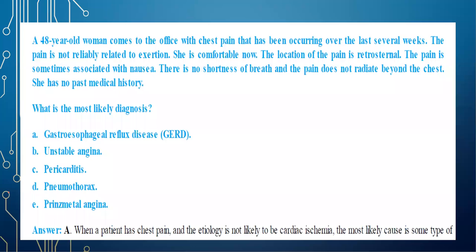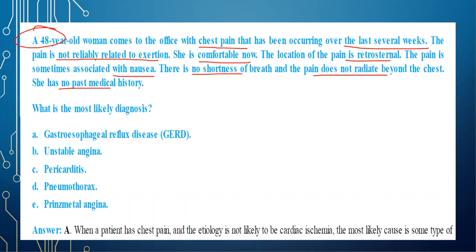Let's have a look to this question. A 48-year-old woman comes to the office with chest pain that has been occurring over the last several weeks. The pain is not reliably related to exertion. Any pain which is not related to exertion, it's not a cardiac chest pain. She is comfortable now. The location is retrosternal. The pain sometimes associated with nausea, no difficulty breathing, pain doesn't radiate beyond the chest, no past medical history. What is your most likely diagnosis?